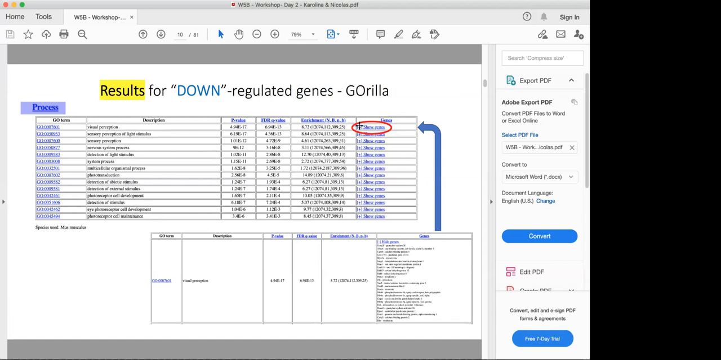So if you click plus to show genes, we will see that, for example, in this first one, a GO term, that is visual perception, there are those specific genes involved from our data set. So it gives you their names. RDH12, for example, IMPG1, MYO7A, and so on. So you can see the exact genes that are involved in each of those GO terms.